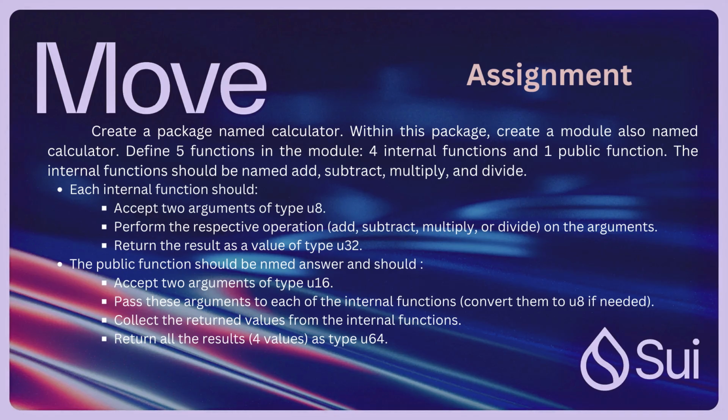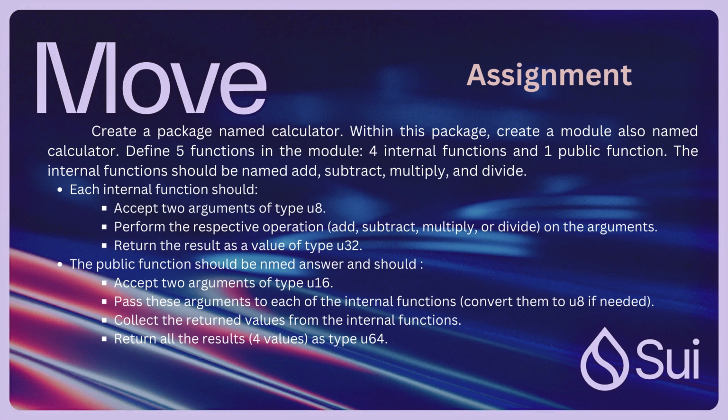I'm going to give you an assignment. I want you to create a package called calculator. Then the package name should also be called calculator. And I want you to write 5 functions, 4 internal functions and 1 public function. The names of the internal functions should be add, subtract, divide, and multiply. Each internal function should take 2 arguments. You can call them A, B, num1, num2, X, Y, anything you want. They should both be of type U8. Then they should return a value of type U32.